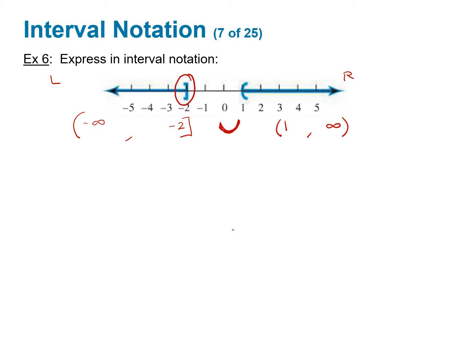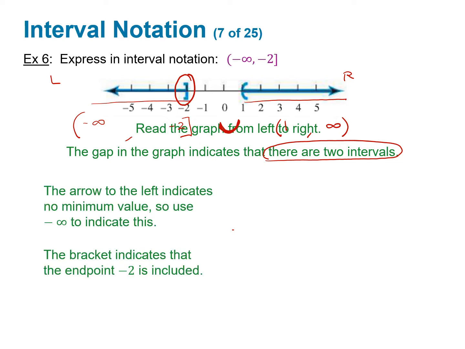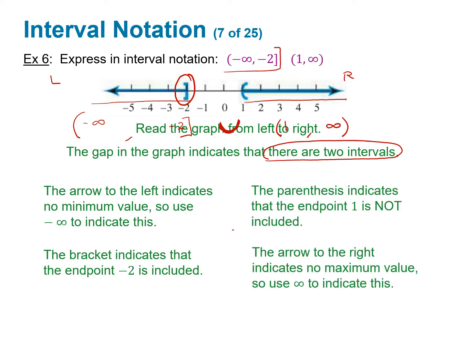Okay. So let's slow this down and see what the textbook has to say. We clearly read the graph from left to right. The gap indicates that there are 2 intervals here that we're looking at. So that was this first interval, and then there's a second interval that we're going to be able to write. The arrows to the left indicate that there's no minimum value, so we use negative infinity to indicate this. And then the bracket of -2 says, hey, we're going to include -2. That's that. The parentheses on the 1 says it's not included, but the arrow says, hey, there's no maximum value, so use positive infinity to indicate that.